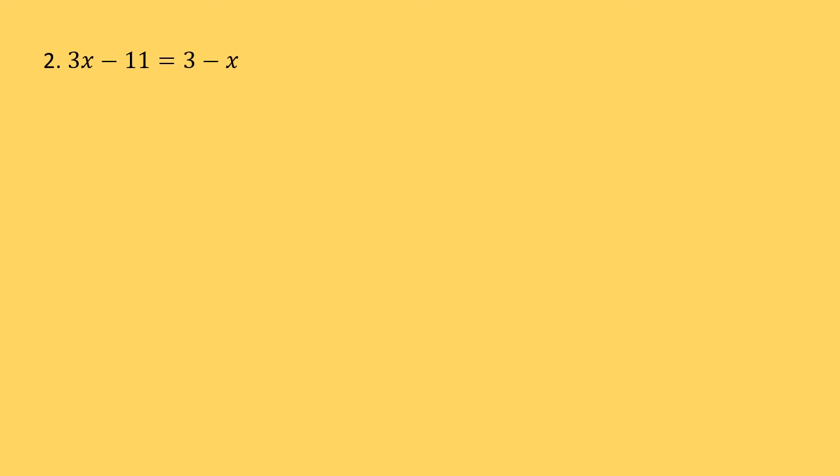Here is another example, this time with some minus signs. The principle is exactly the same. 3x minus 11 equals 3 minus x. First, add x to both sides. 4x minus 11 equals 3.